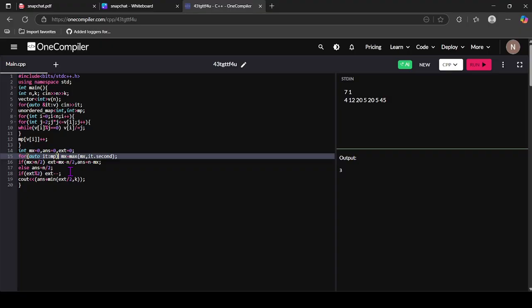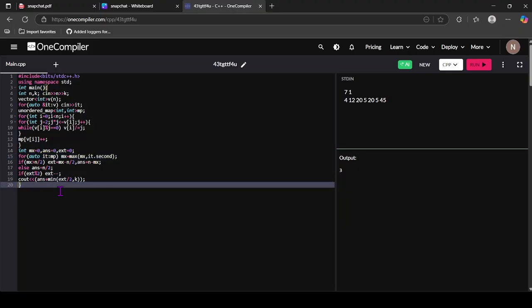And finally, what is the answer that we are able to achieve from k? It is simply the minimum of extra by 2 and k. So simply print this. In this way, we can find the answer.